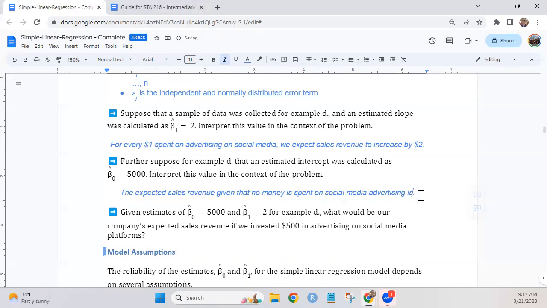And here we would say $5,000. Okay. So very likely, even if you don't advertise on social media, it's probably reasonable that you maintain some level of sales, and then just advertising gets you some above that potentially. Right. Okay.